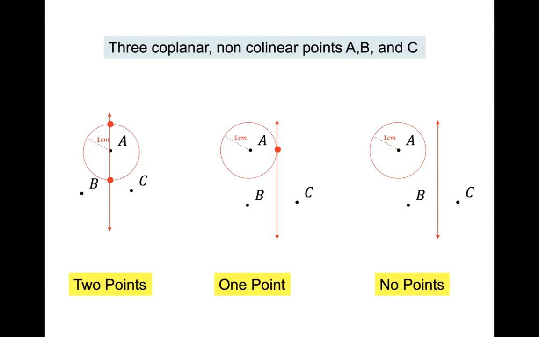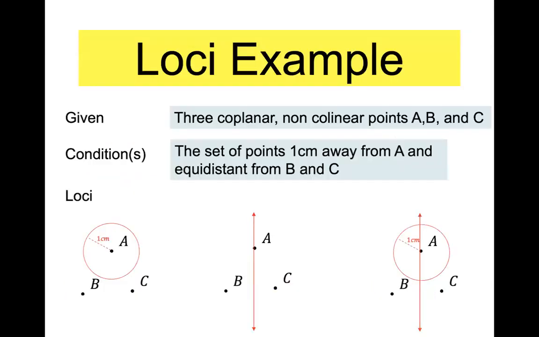Sure, we could get 2 points in common. Sure, we can get 1 point in common. Sure, we could get no points in common. And believe it or not, that's the actual answer. So the actual answer to this is 1, 2, or no points. And that's a lot of thinking for one little problem.